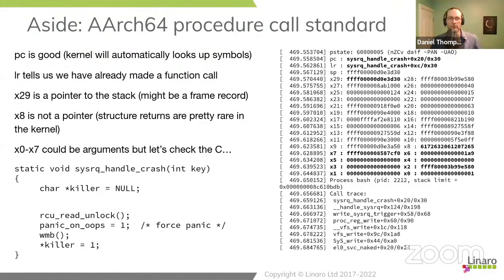So a quick scan of this one tells us the program counter is good. That's excellent. We can look at the stack and see that's where I expect a stack to be on a not VMAP system. This one wasn't a VMAP system. X8 is not a pointer. That's okay. X8 is used for structure return. So when you return a structure by value, what actually happens is you allocate the structure on the stack and you put a pointer to it in X8. It's quite a convoluted dance.